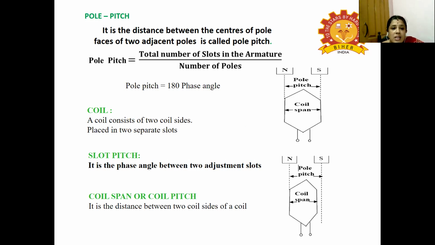Coil: a coil consists of two coil sides placed in two separate slots. This is one coil side and the other one is the other side. Slot pitch is the phase angle between two adjacent slots. Coil span or coil pitch is the distance between the two sides of the coil. From the diagram itself, you can understand this.